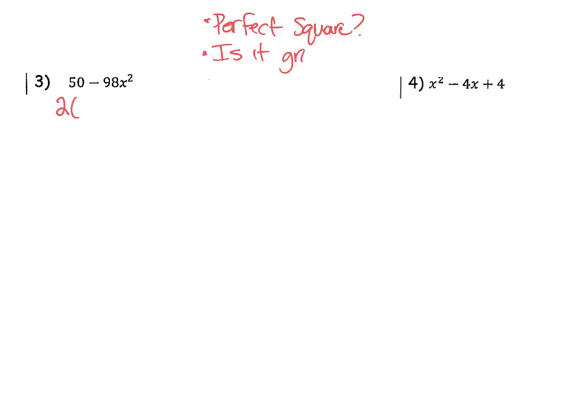Is it grouping? Which has 4 terms, so no, that's not it. And then we can do GCF. Okay, 2 parentheses, 25 minus, what's half of 98? Perfect squares all over the place. Can you guys tell I'm in a really good mood today?